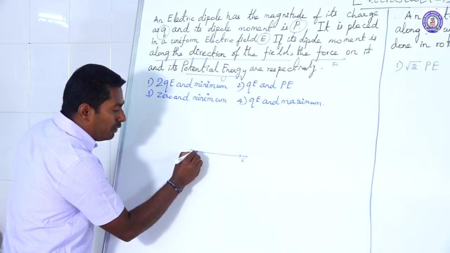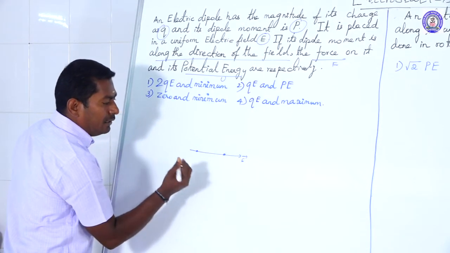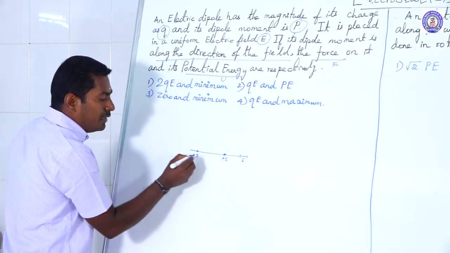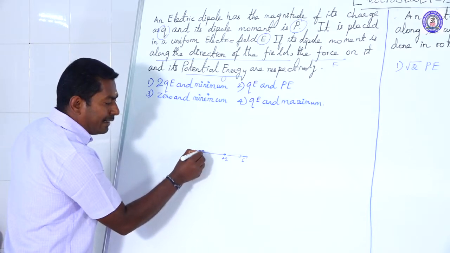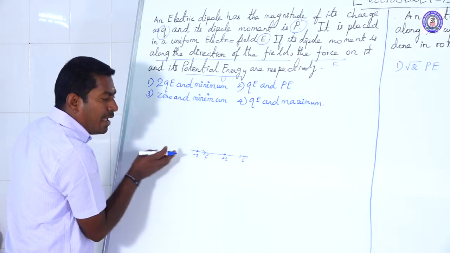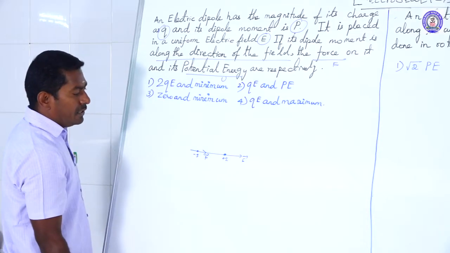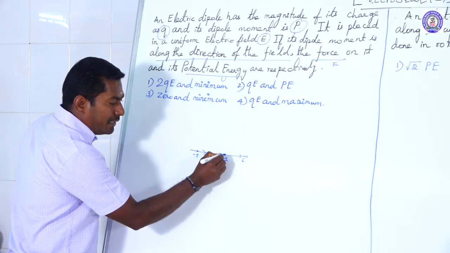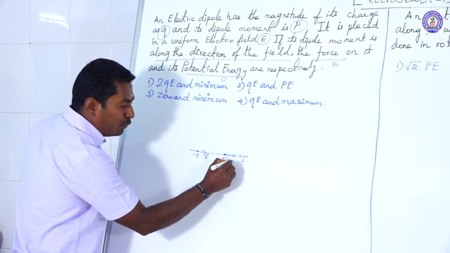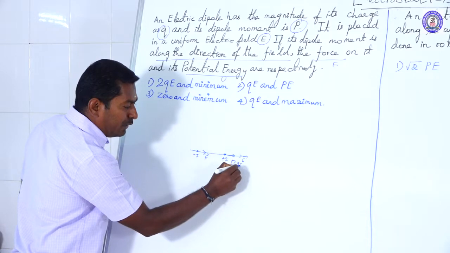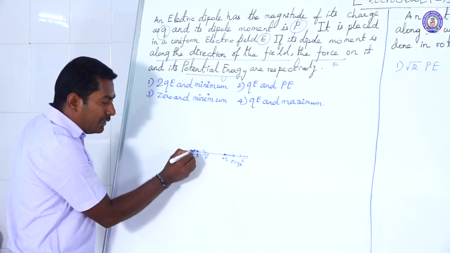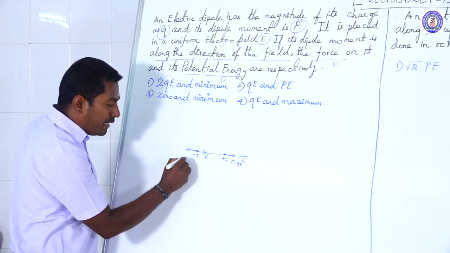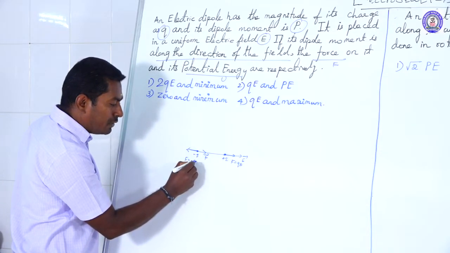The electric dipole is lying along the electric field intensity, with the minus q charge and plus q charge. The dipole moment direction acts along the electric field. In this case, the positive charge in the dipole experiences an electric force along the direction of the electric field, F equals qE. And the negative charge experiences an electrostatic force opposite to the direction of the electric field, F equals minus qE.